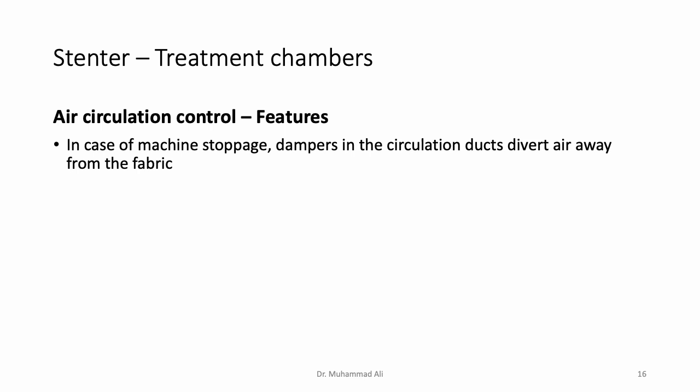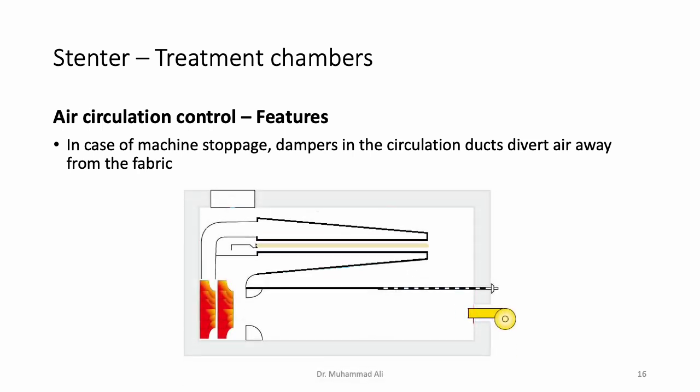So there is a system which consists of dampers. The dampers are provided in the circulation ducts which divert away the air from the fabric. You will understand this in a much better way with the help of this diagram. So again, the treatment chamber, and in normal mode of operation, when the fabric is being processed, the circulation fans are constantly blowing air into the upper and lower ducts, as shown here with the help of these arrows. But if there is a sudden machine stoppage, we want to restrict this airflow immediately.